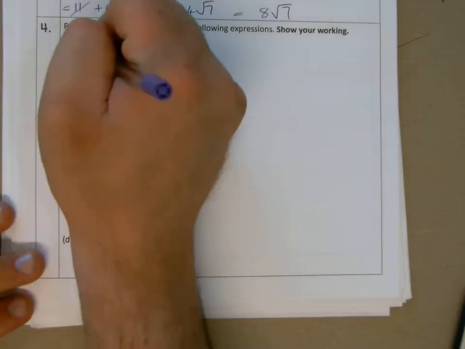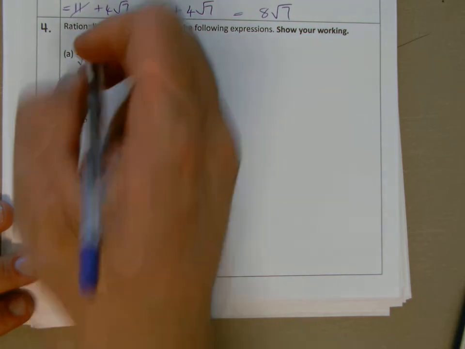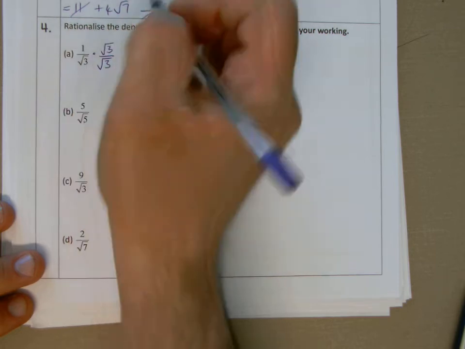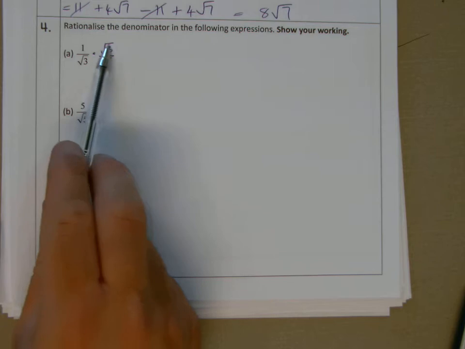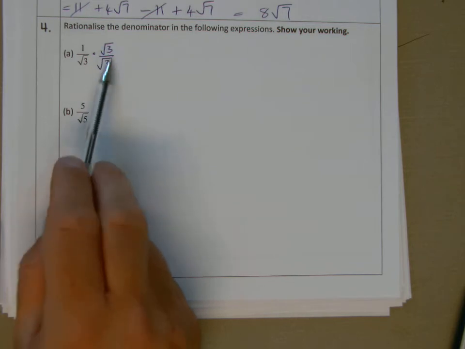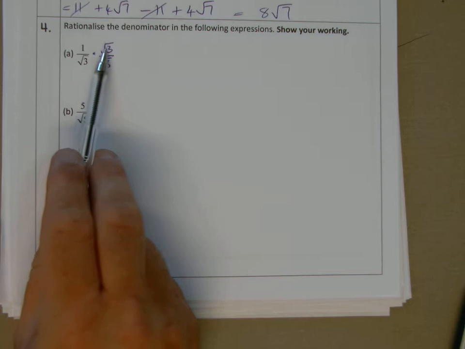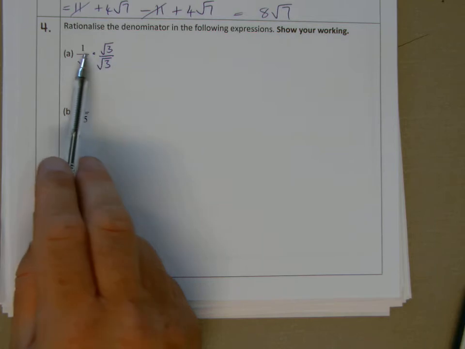So what I do to rationalise it, quite simply, is whatever's on the bottom there, it's root 3, so we're going to times the top and the bottom by root 3. Now, we're allowed to do that, remember, because effectively, think what I'm actually timesing by. Root 3 divided by root 3 is 1, isn't it? So I'm actually timesing by 1, and you're allowed to do that.